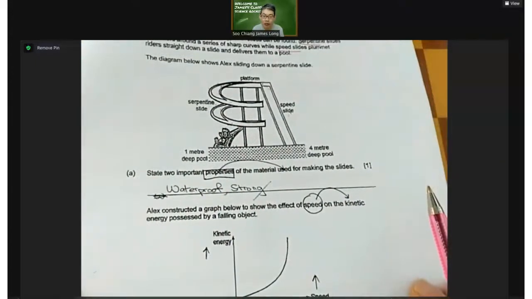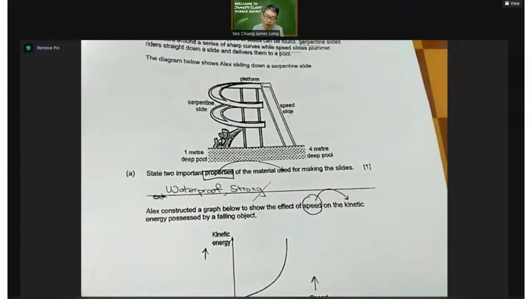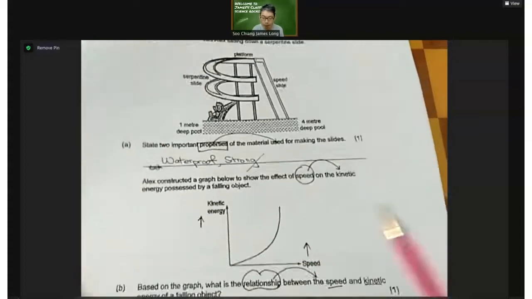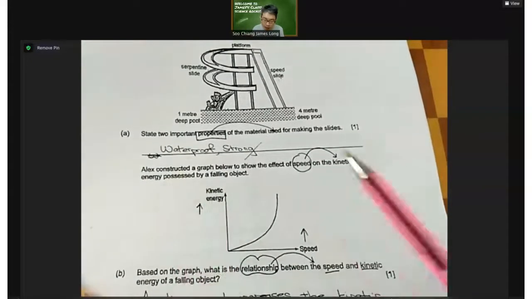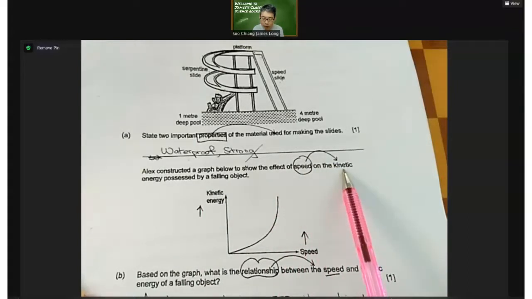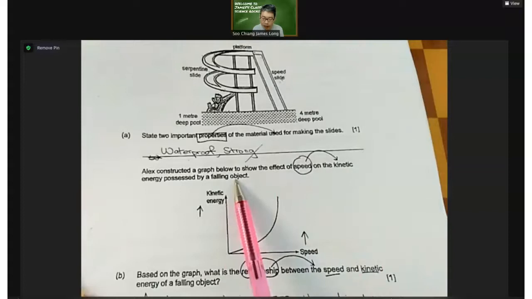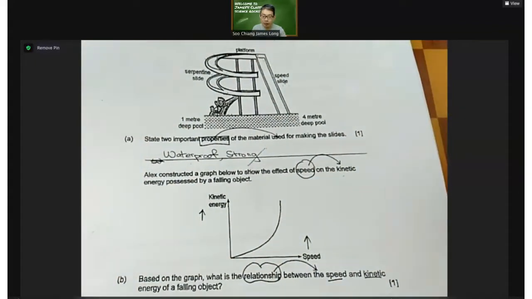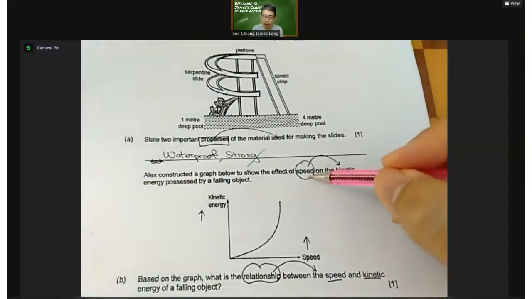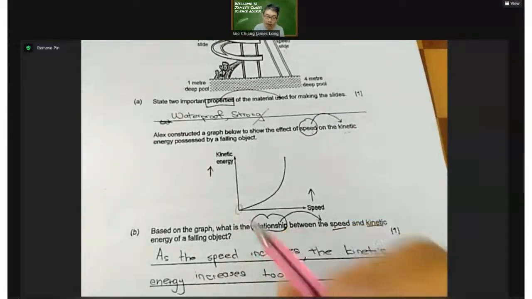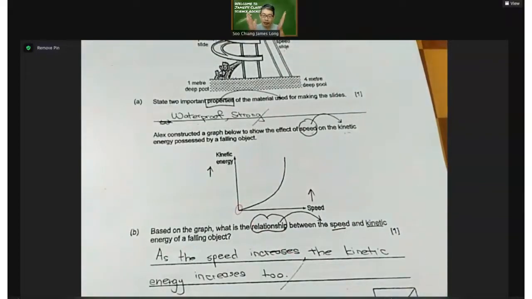State 2 important properties of the material used for making a slide. Must be waterproof, must be strong. Very good, I agree with both of these. Then Alex constructed a graph to show the effect of speed on kinetic energy possessed by a falling object. More speed, more KE. Actually it should be more KE, more speed. You want to speed up, you must have more KE. This is the result of having more KE. So when speed is 0, KE is 0. They are hand in hand.